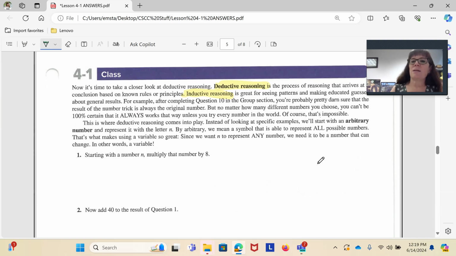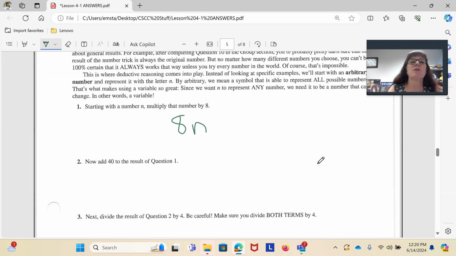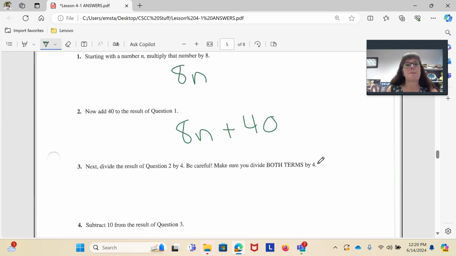It says start with n and multiply by 8. So that's going to give us 8n, 8 times n, but when it's a variable, you can just keep it smashed up next to it. Now add 40 to what we just got in number 1. So for number 2, we're going to write the expression 8n plus 40. All right, we're making our way through this.